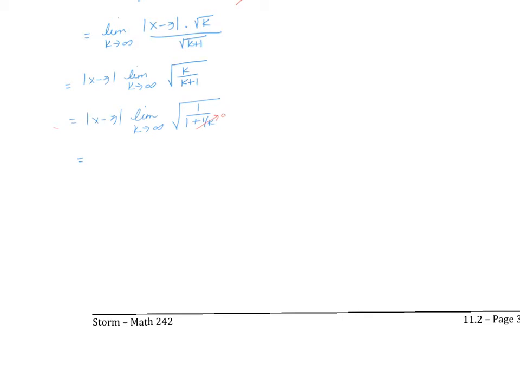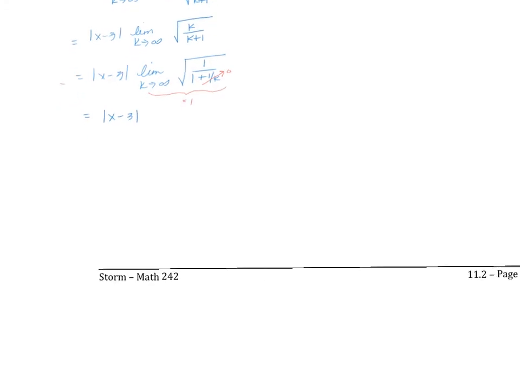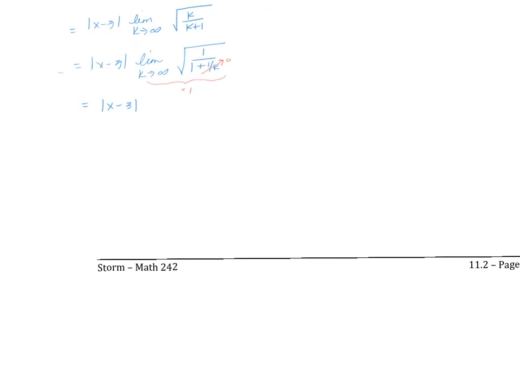So 1 times, maybe I'll just do it here so I don't have to rewrite this whole thing. So this limit is actually the absolute value of x minus 3. So notice that this is going to converge provided that the absolute value of x minus 3 is less than 1. So in this case, my center looks like it's going to be 3.